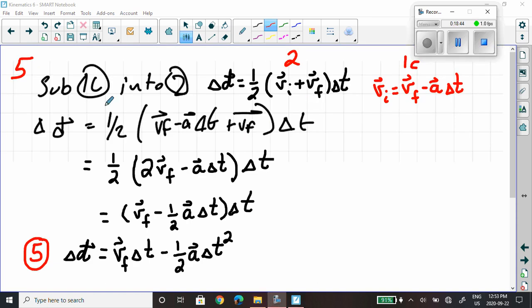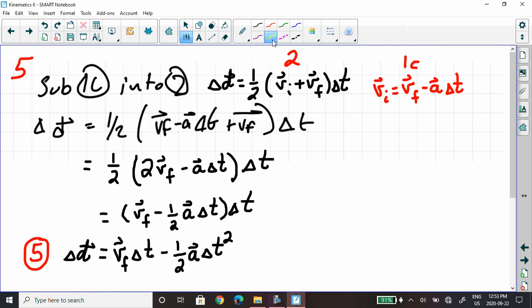Okay, the fifth and final equation we're going to create. We're going to substitute equation 1c. Here's equation 1c right here. Initial velocity is final velocity minus acceleration multiplied by time. There it is. And I'm going to substitute it into equation 2, our old friend that we created with the graph.